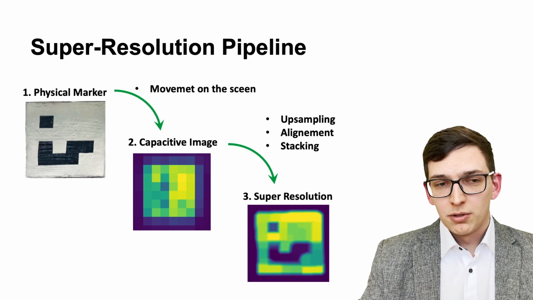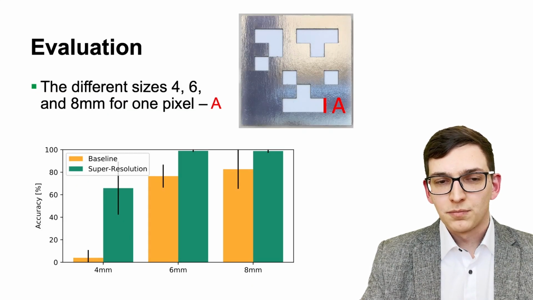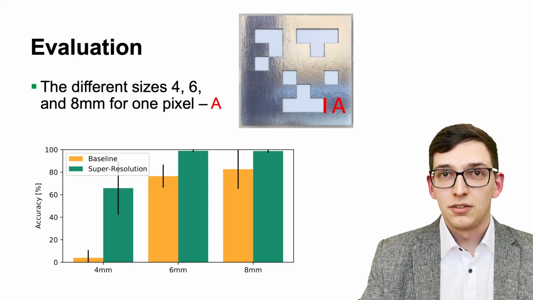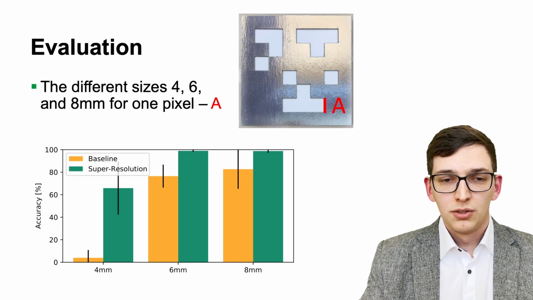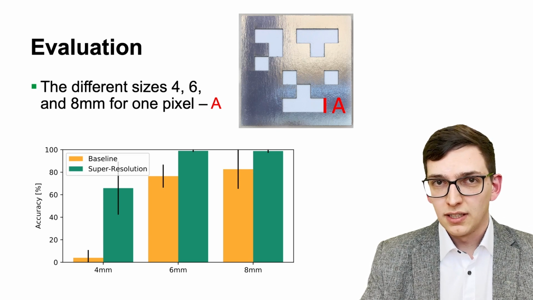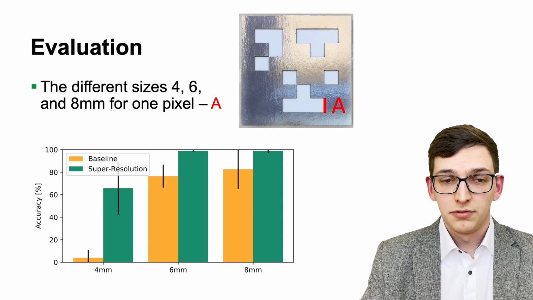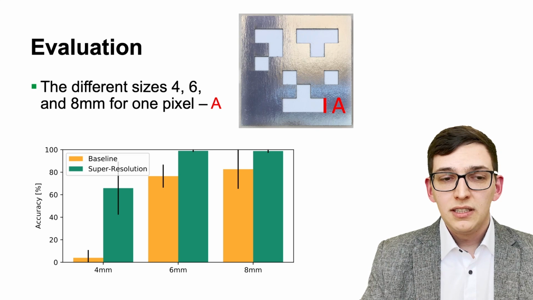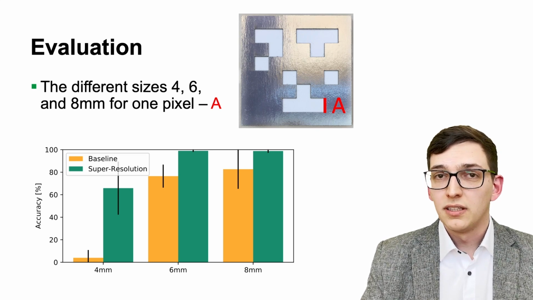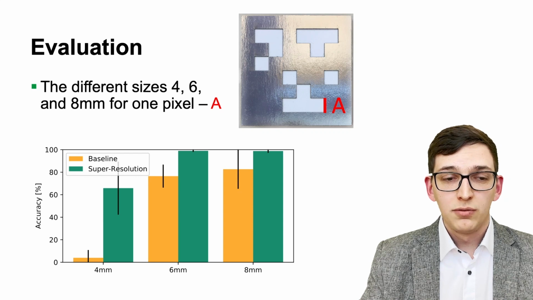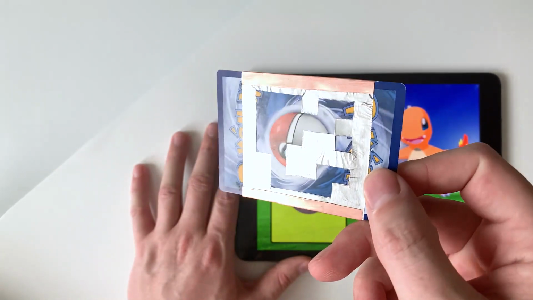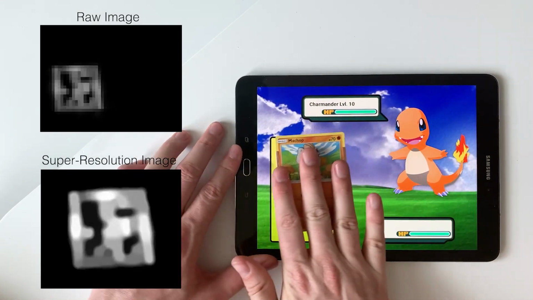To evaluate our approach, we set out a number of experiments. One of the experiments I want to present to you today uses multiple AprilTags that we designed and printed, built as physical tangibles in different sizes, 4, 6, and 8 millimeters as one of the pixel sizes. We can really see how our approach outperforms the baseline in accuracy, so in recognition, for the very small sizes of tangibles. For traditional objects, however, this brings augmentation with it.